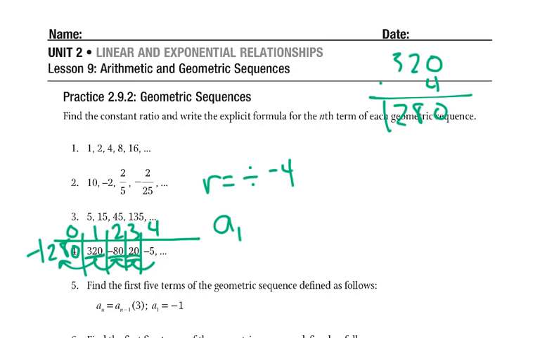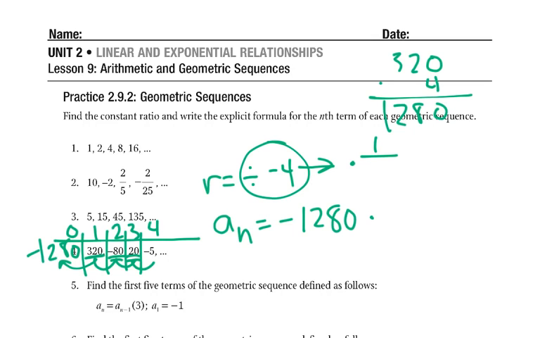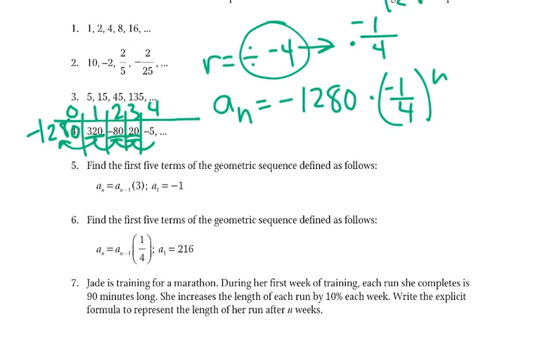So then we go a sub n equals our starting number times, now remember, because we're not doing division, we change that into multiplying by a fraction to the n. Alright? So there's those ones for the first four.